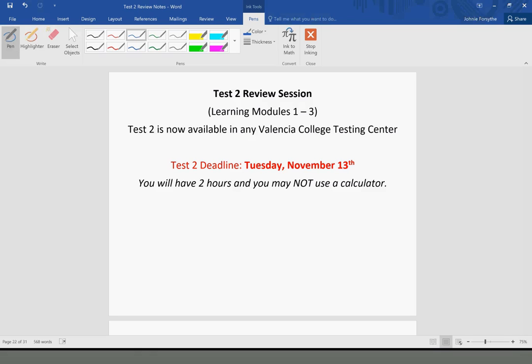Remember, you cannot use a calculator, and you will have 2 hours to complete this test. If you have any questions at all, please feel free to come down to the depot to get some extra help. You can use Smart Thinking for free online tutoring, and take that Test 2 review multiple times to get yourself more and more comfortable with what's going to be on the actual test.